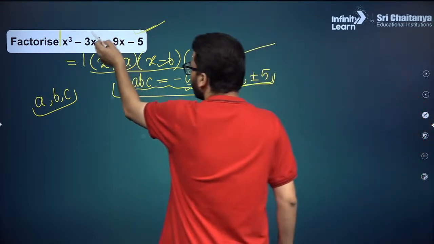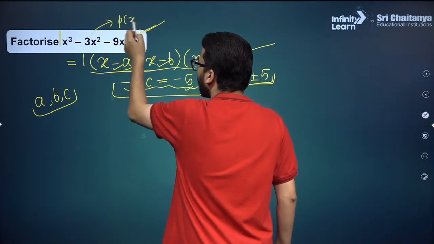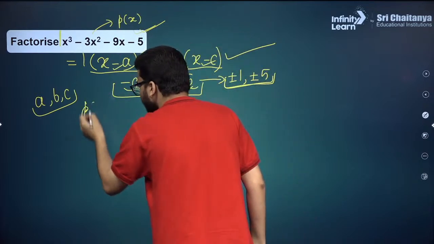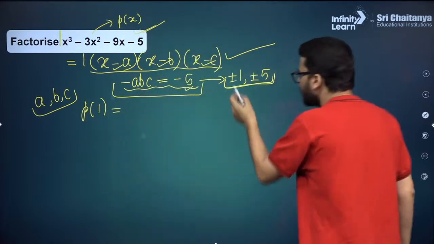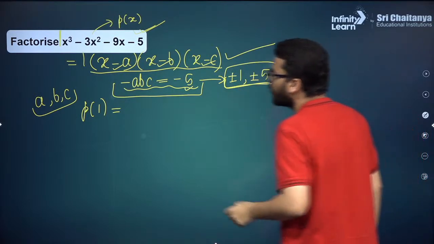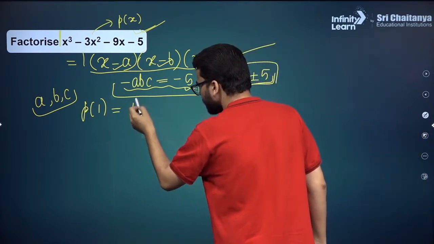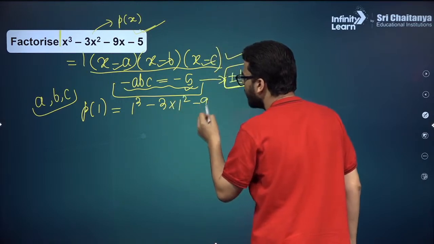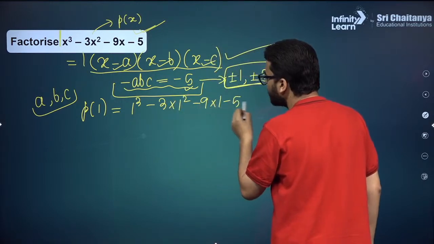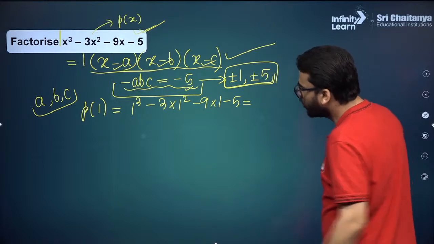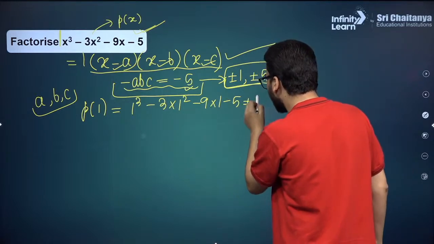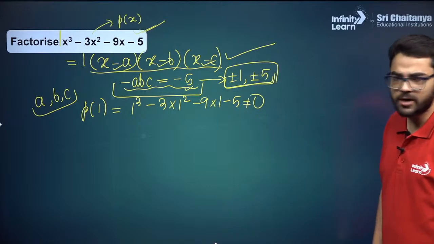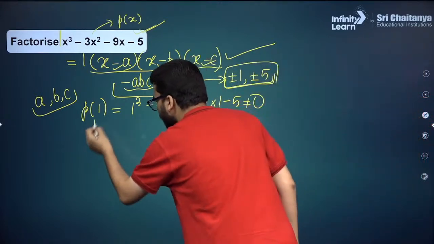So suppose the name of this polynomial is P of x. So can I find P of 1, guys? We are just talking about the possibility. So what is P of 1, guys? It is 1 cube minus 3 into 1 square minus 9 into 1 minus 5. Is it coming out to be 0, guys? No, this is not coming out to be 0. Now what about P of minus 1 over here, guys?